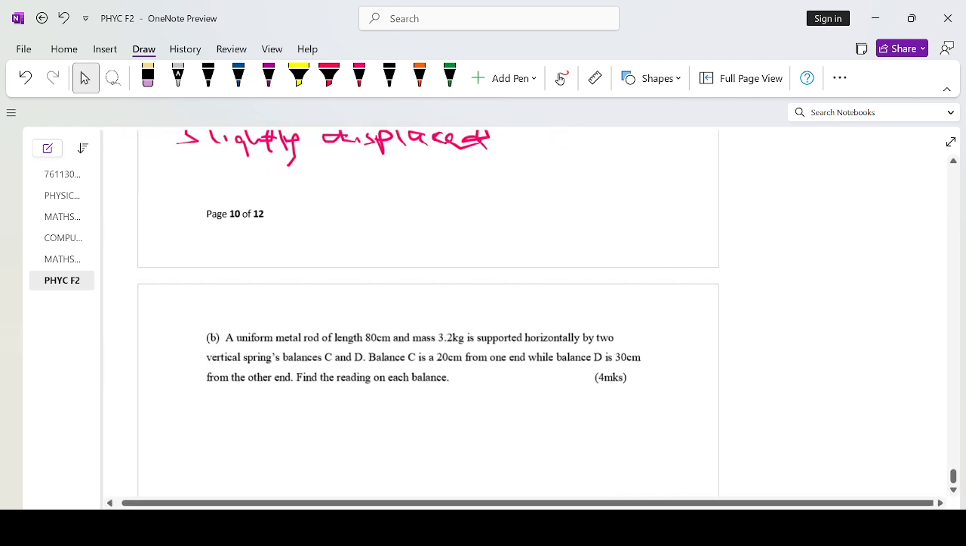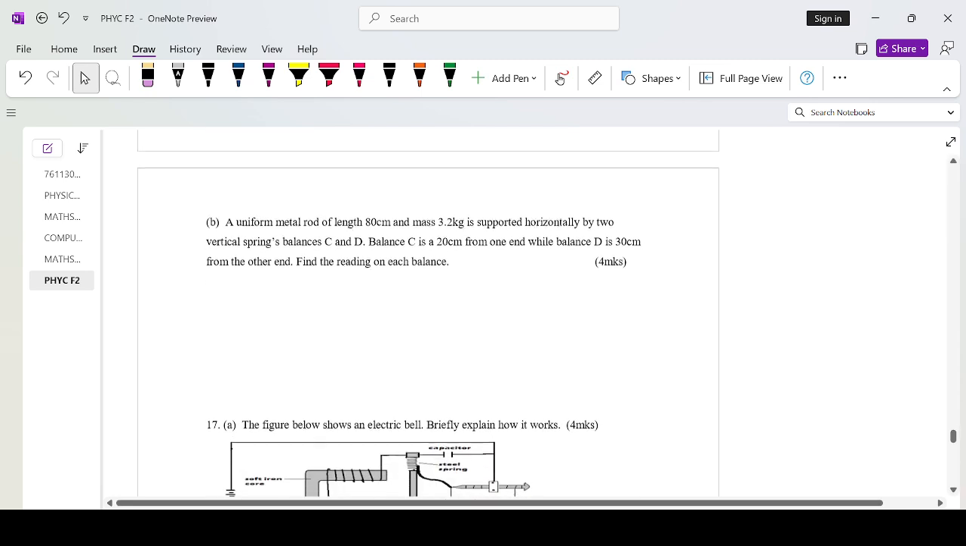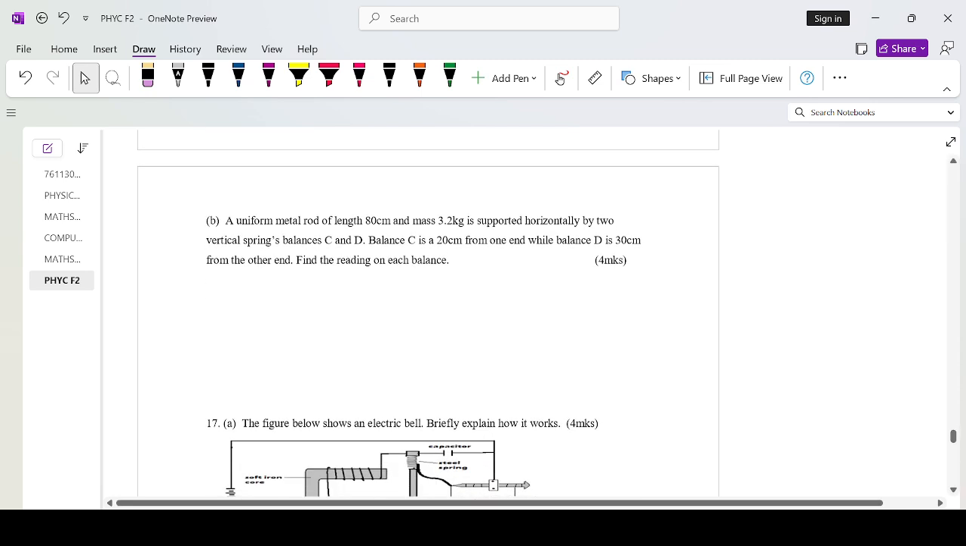Let's see the next question. Learners, a uniform metal rod of length 80 centimeters and mass 3.2 kg is supported horizontally by two vertical spring balances, C and D. Balance C is 20 centimeters from one end, while D is 30 centimeters from the other end. Find the reading on each balance. What do we do in that situation, learners? It's very important to have a sketch. Once you have a sketch, it will make your work easier.